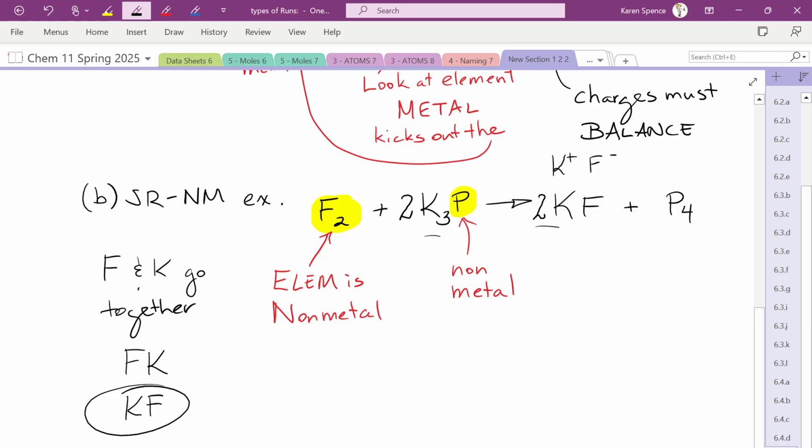Actually, I figure I should do the phosphorus first. I'm doing phosphorus first because it's got a big number. So let's put a 4 here. That gives us 4 phosphorus, 4 phosphorus. That gives us 12 Ks, so we'll put a 12 here. And that gives us 12 fluorine, so we'll put a 6 here. That's better.